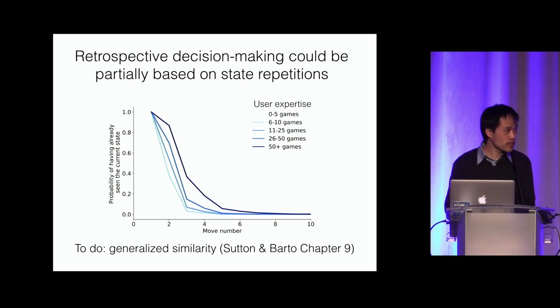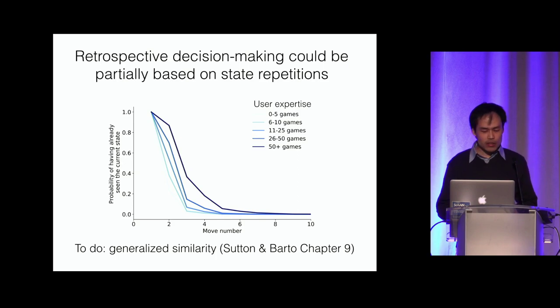So retrospective decision-making could in part be based on state repetitions, just like you have seen the same position before, right? And you remember what you did, and you remember how you did, right? So let's first look at what basis people have to actually look at state repetition. So the y-axis is the probability of having already seen the current state as a function of move number, and we also split it up by user expertise.